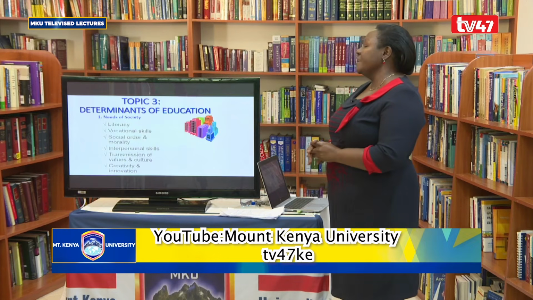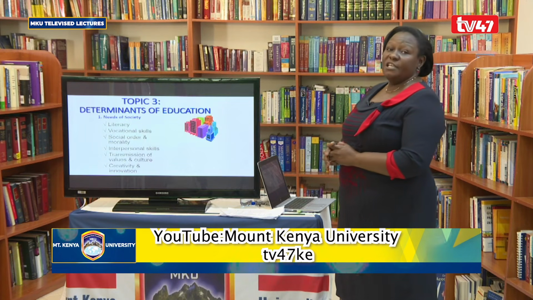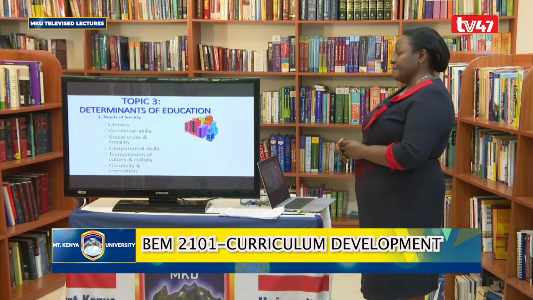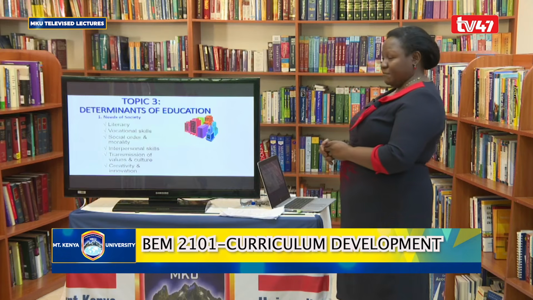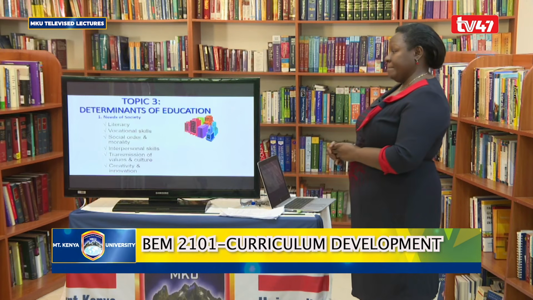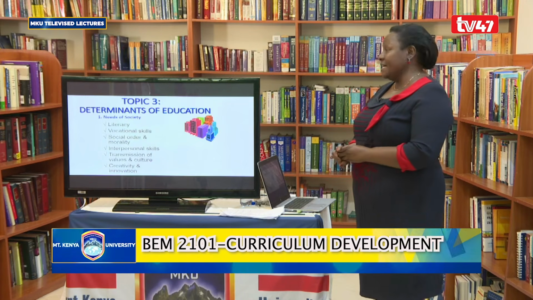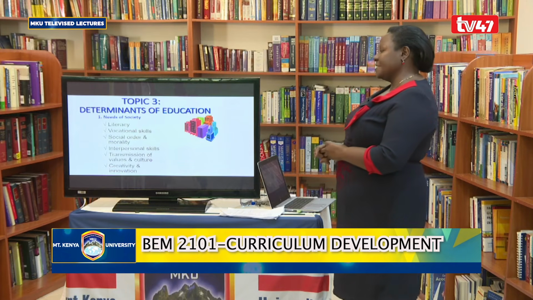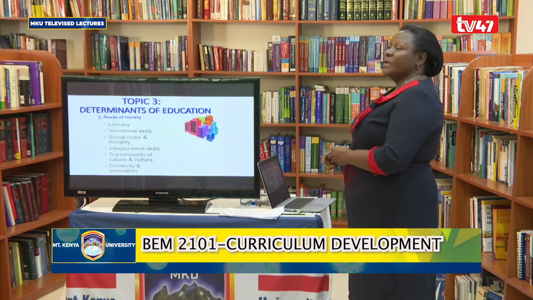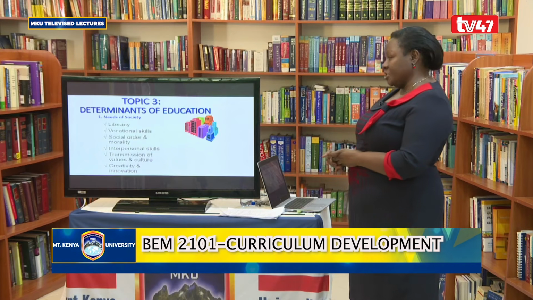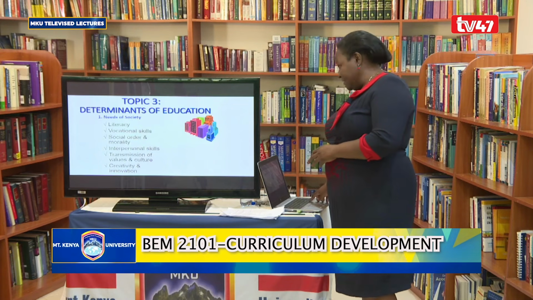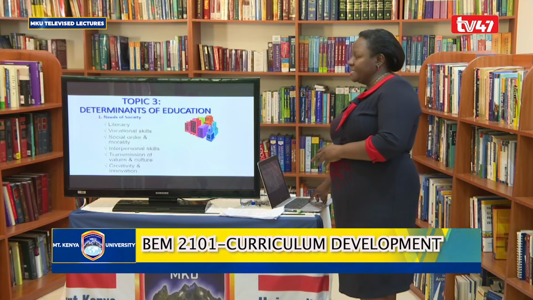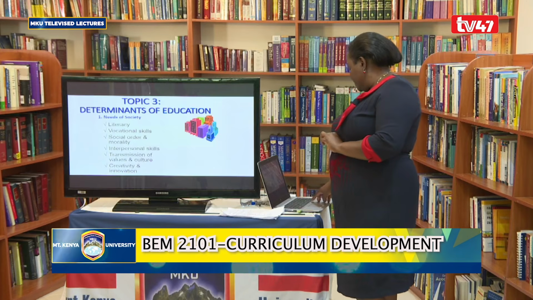So when we are considering the needs of the society, the issues that we need to put into perspective will include literacy, we have vocational skills, we have the social order and morality, we have the interpersonal skills, we have the transmission of values and culture, we have creativity and innovation. These will be determined by the needs of the society.